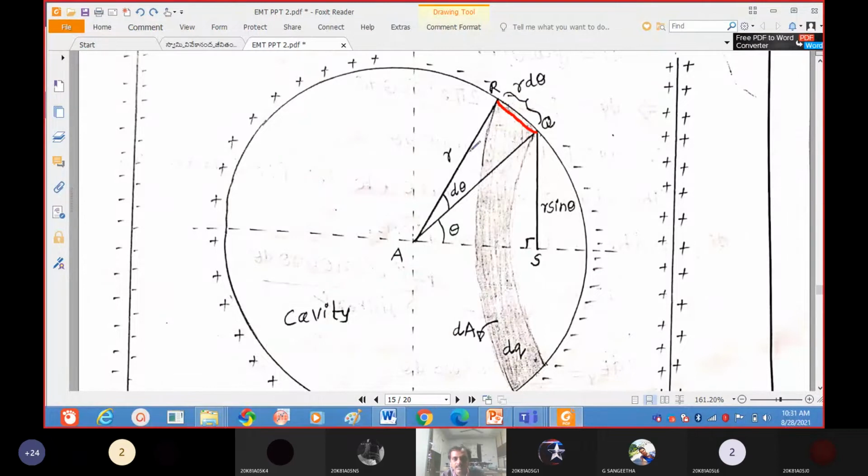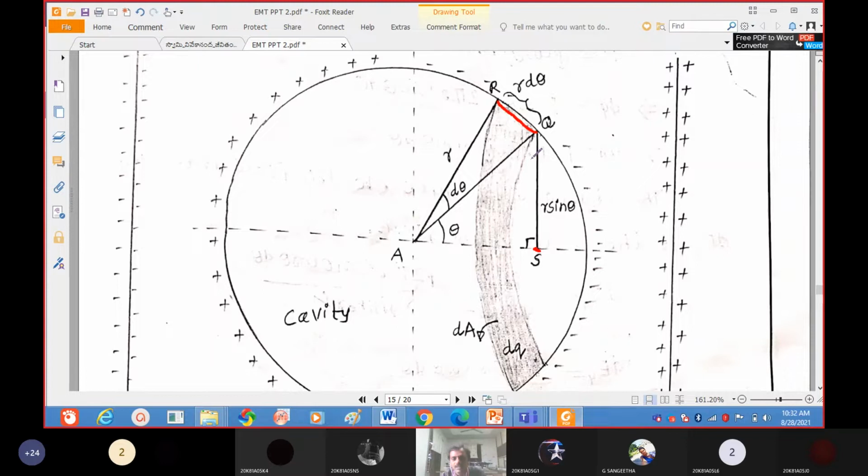How do we calculate r into d theta? This is d theta, this is the radius r. In a sector, what is the sector formula? Sector is equal to r into d theta, radius into the angle made. So by using the sector formula we can calculate this thickness as r into d theta. This is like a ring now. What is the center of the ring? Let us take S as the center of the ring.